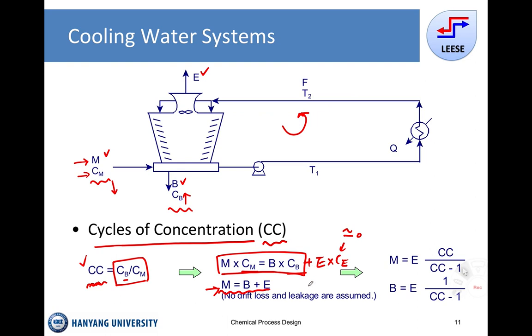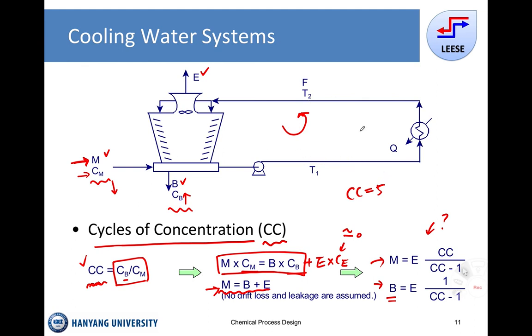By solving these two equations together, we have this relationship, okay. So M is given by E Cc divided by Cc minus 1, and B is given by that. So what is the meaning of those equations? Cc is selected. Let's say you take 10, you take maybe 5, okay. So if I'm taking, say, Cc as 5, the meaning of Cc is the relative difference of contamination between the circuit and the makeup. So the makeup water is given, it's clean water, almost clean water.